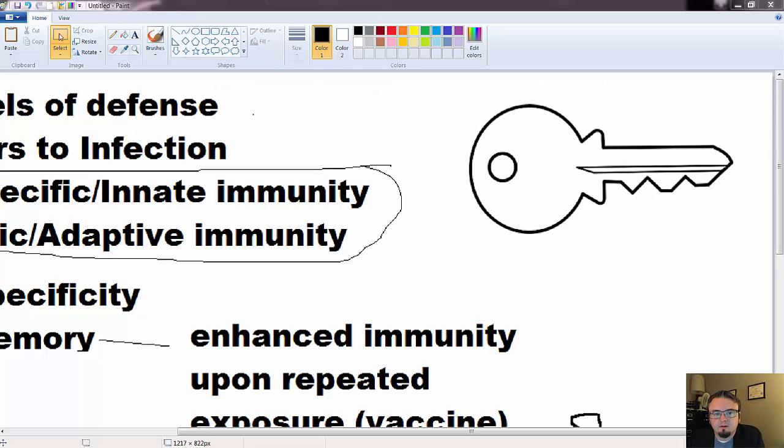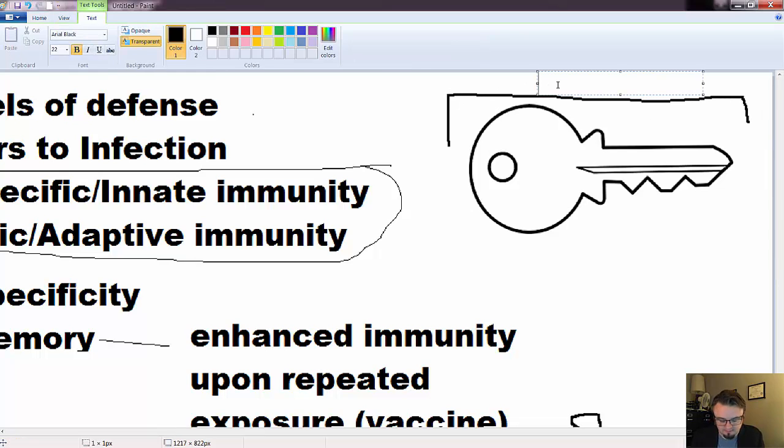So if this is a key here, to make this analogy a little more clear, this whole thing we could call the antigen. Okay, sticking with the lock and key analogy here. This whole structure here, that's the antigen.